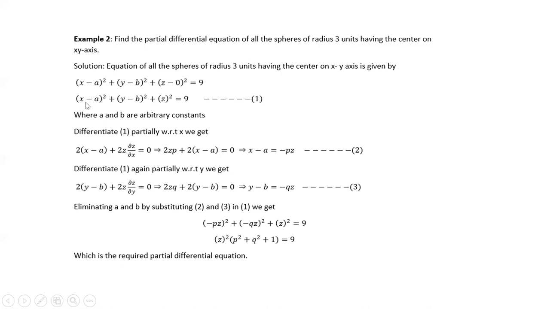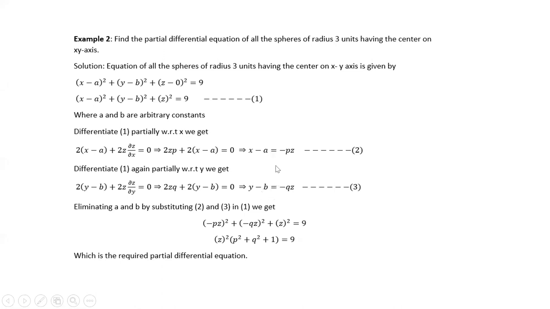The x term is a constant because we are differentiating with respect to y. Then plus 2z, we differentiate this partially with respect to y. So you get 2z ∂z/∂y equal to 0. Or that implies 2 into (y minus b), here we are replacing ∂z/∂y as q, plus 2zq equal to 0. That implies y minus b equal to minus qz after cancelling 2 and bringing terms to either side.